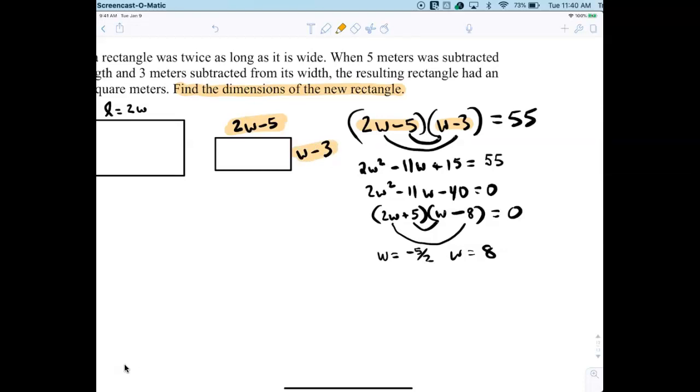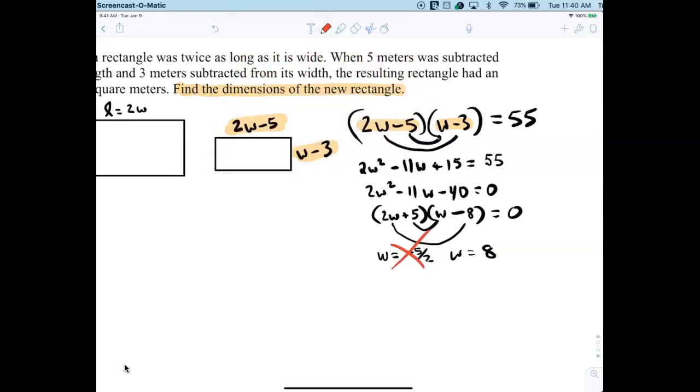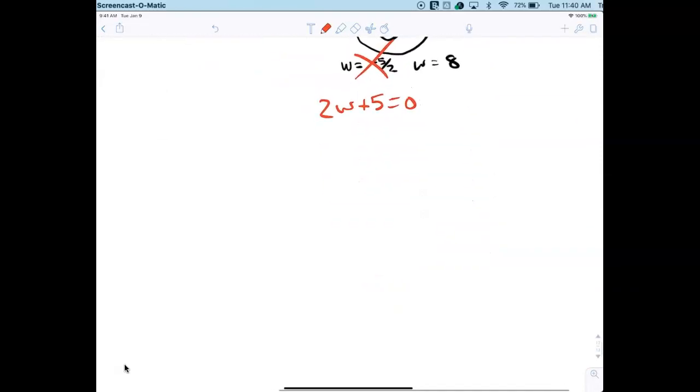Is it possible for W to be negative? No, so this is out. It's called an extraneous solution. I forgot, why? How did you get W? Because remember, we solved that equation, 2W plus 5 equals 0. Do you know this? Oh, yeah. Right?